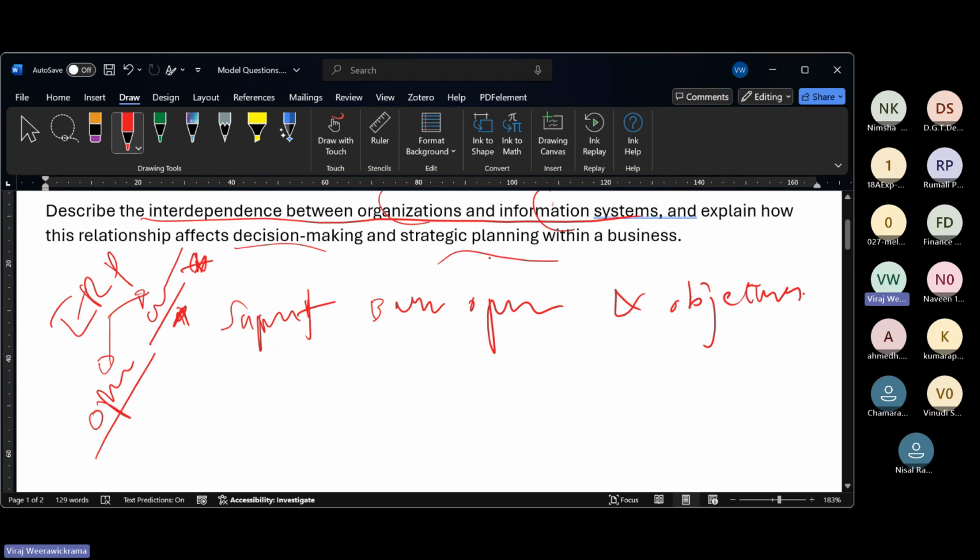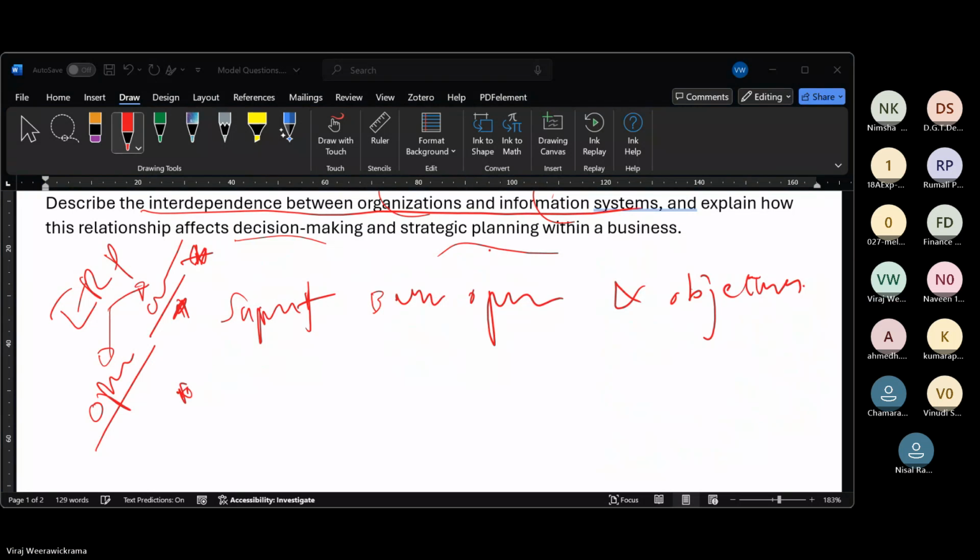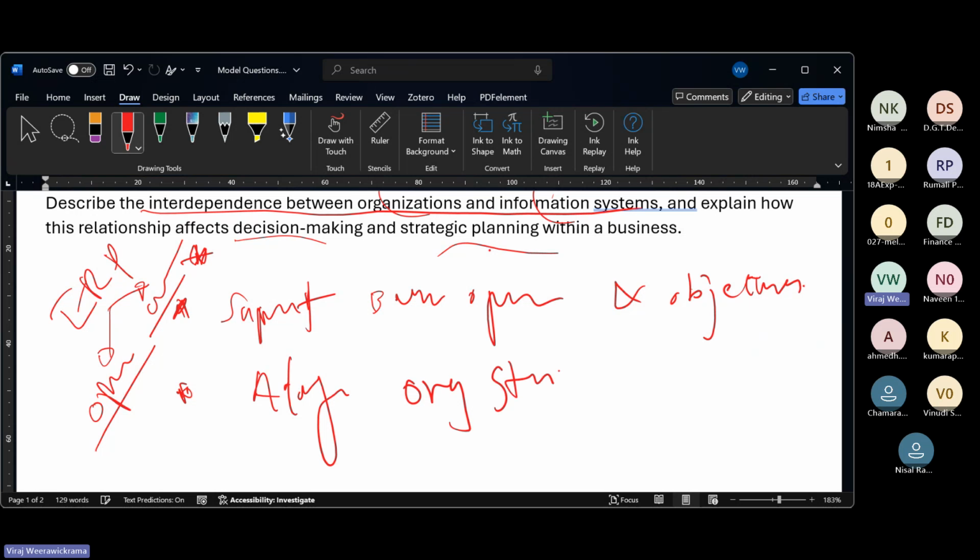And also, the second point, you can highlight organizational structure and culture when you have information systems, right? Because organizational structure and culture we have already discussed. Now you can align these two areas with your objectives, right? When you have information systems, you can align this organizational structure and culture.